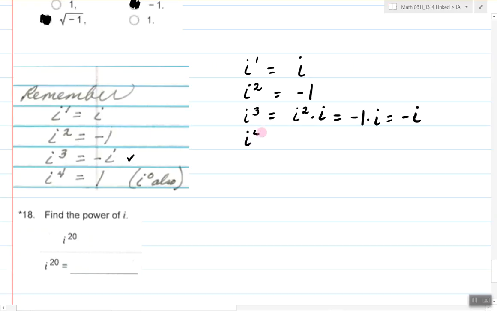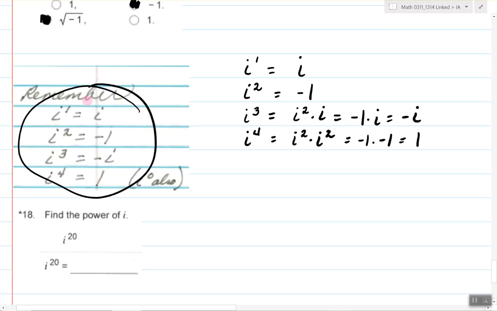If I have i to the fourth, I could write it as i squared times i squared, which gives me -1 times -1, which is 1. I am very hopeful that you will commit these to memory, because let me show you what you could do, and then we're going to learn the shortcut.